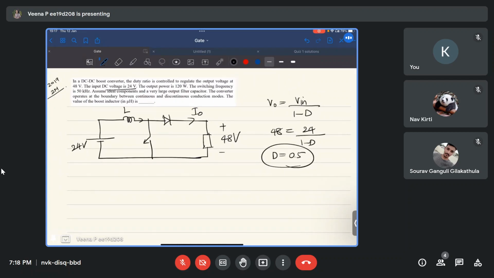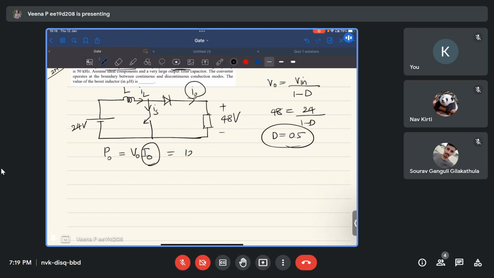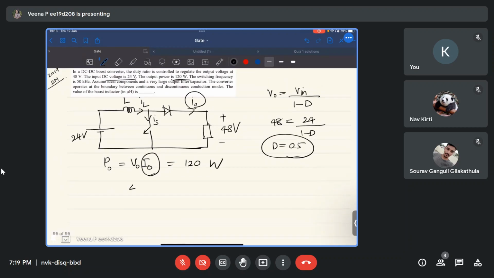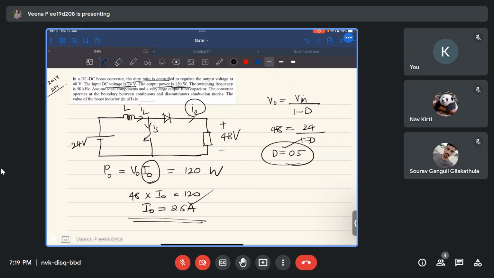Let i0 be my output current. iL is the inductor current. And iS is my current through the switch. Now it is given that the output power is 120 watt. Output power is V0 into I0, where I0 is the average value of small i0. So this is given as 120 watt. So V0 is 48, I0 we don't know, which is 120. So you'll get I0 as 2.5 ampere. So from these three sentences, we obtain D and I0.